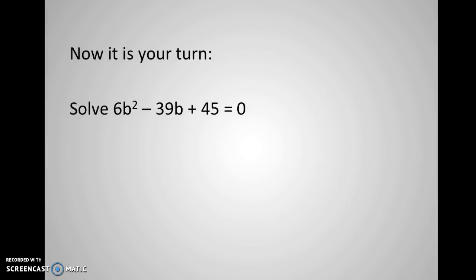Now, it's going to be your turn. You're going to try to solve b squared minus 39b plus 45 is equal to 0 by using the steps we just went over. And in the next slide, you can check your work.